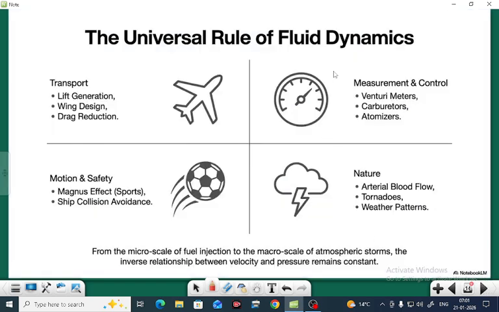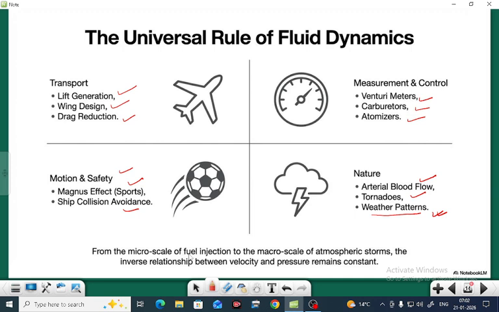The universal rule of fluid dynamics. Transport. So these are the various conclusions of this rule of fluid dynamics. Transport, lift generation, wing design, drag reduction. In case of measurement and control, venturi meters, carburetors, atomizers or sprayers. Motion and safety, Magnus sports, ship collision avoidance. Nature, arterial blood flow, tornado, weather patterns, all these will be governed by Bernoulli's principle.